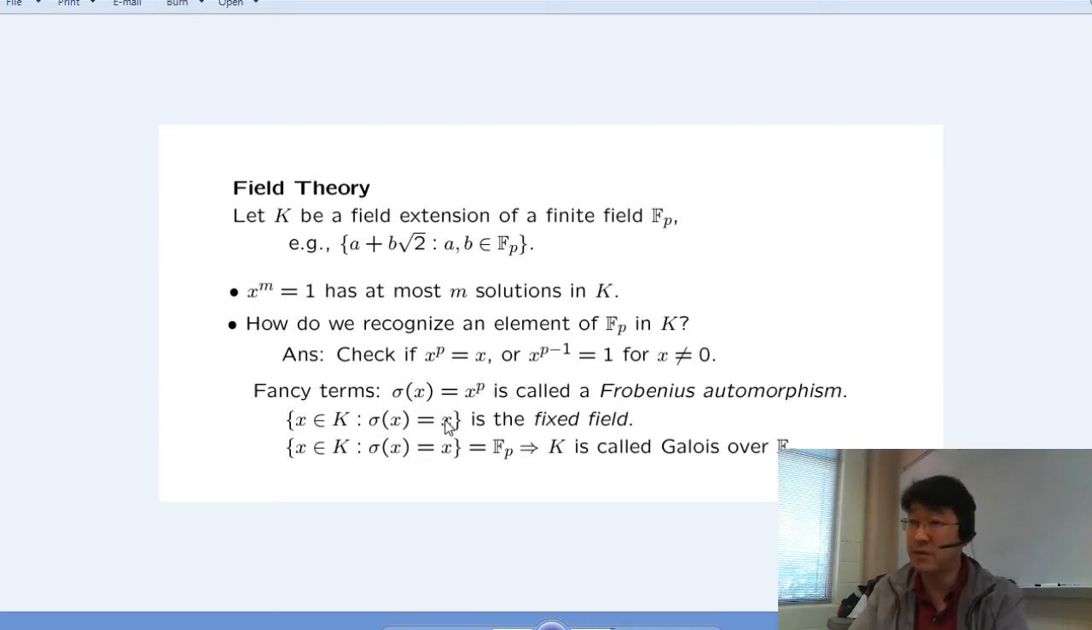In Galois field theory, this is called the fixed field. An automorphism will move things around, but F_p here is precisely not moving. That element is precisely untouched by this action. So F_p is precisely the fixed field.